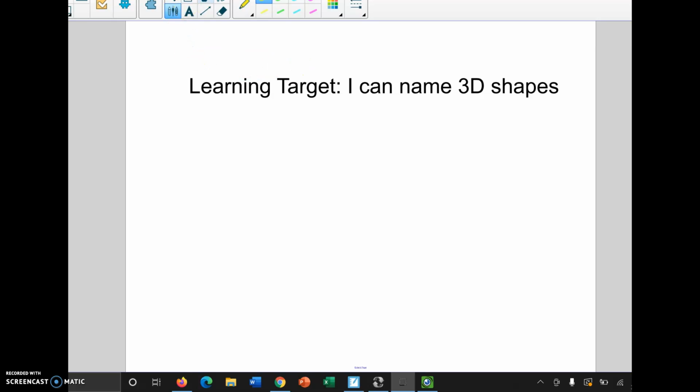All right, so we are starting lesson 10.1. So write 10.1 3D shapes, and you can either write this on the lime green notes or in your notebook, depending on what you have here. So what we're going to do first is name 3D shapes.